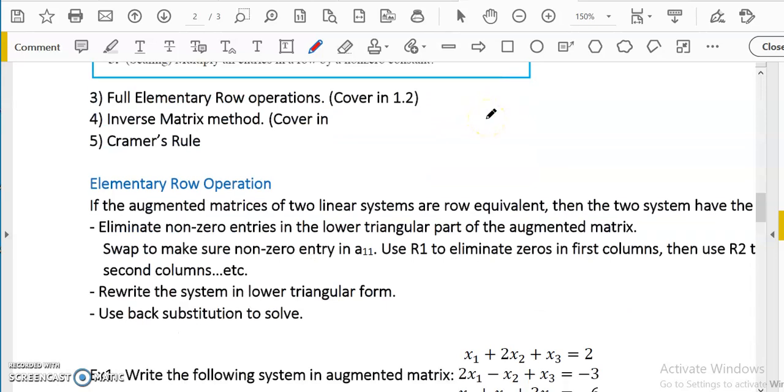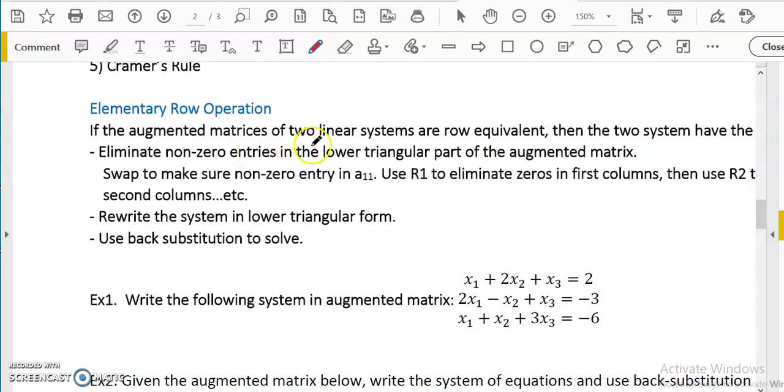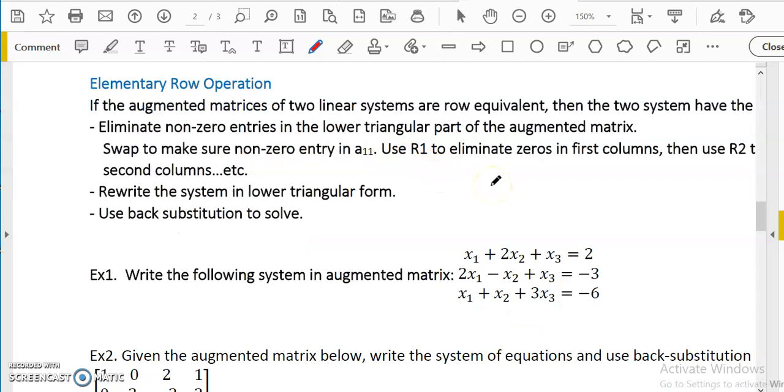Okay, there are other methods. In 1.2, we'll cover a full elementary row operations, and then there is the inverse matrix, which uses only the coefficient matrix, and there's Cramer's rule. So there are a lot of different ways to solve systems of equations. Elementary row operations are useful because they can scale to any system, any row. Okay, matrices have their limitations.